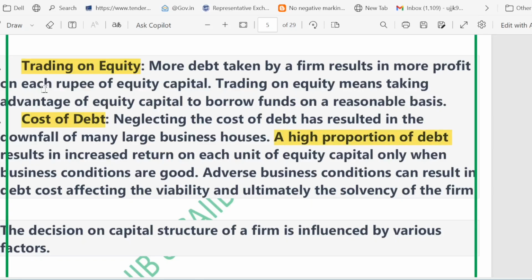As and when the market is doing good, the business is doing good, a high proportion of debt will result in increased return. But in adverse business conditions, the debt cost will affect the viability. So a company must carefully balance debt and equity, because too much of either can create problems. Too much equity leads to the dilution of ownership problem. And too much debt, if the market turns down and the business turns adverse, the debt cost will affect the viability.